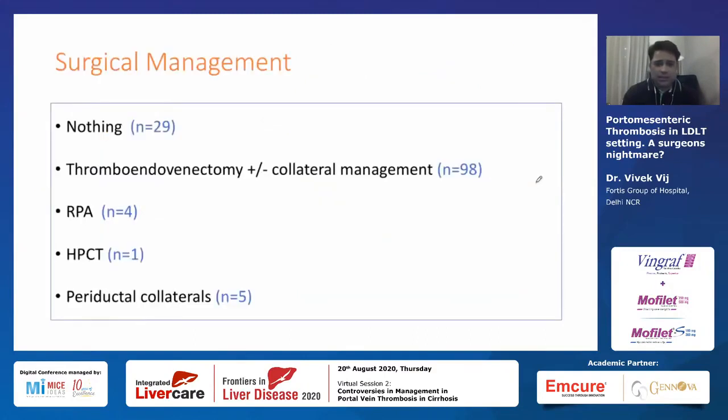So our surgical management choices were doing nothing, because it was a completely recanalized vessel with a good flow, in 29 cases; thromboendovenectomy plus or minus collateral management in 98 cases. When I say collateral management, it either means collateral ligation, or collateral drainage into the new portal vein, or ligation of the renal vein to create a greater flow in the portal vein. Then renoportal anastomosis in 4 cases, cavoportal anastomosis in 1 case, periductal collaterals in 5 cases.